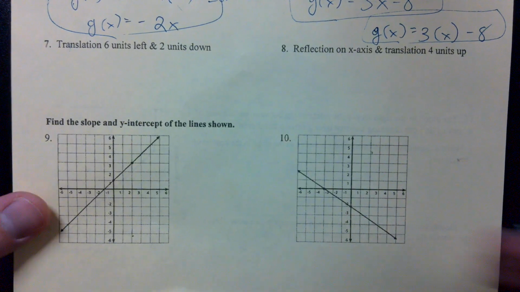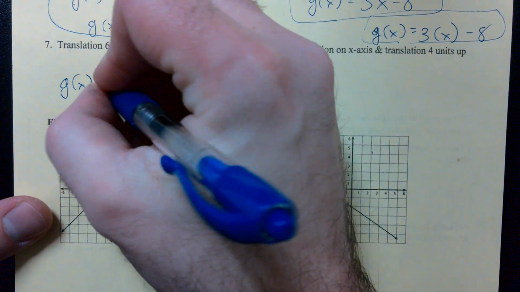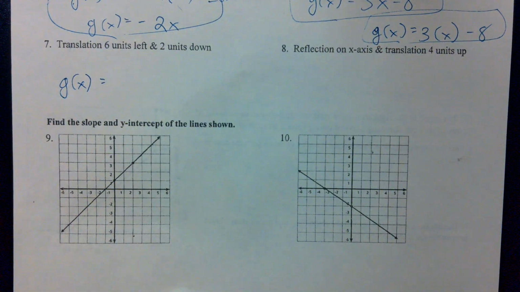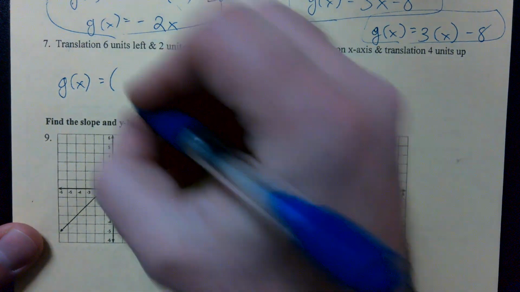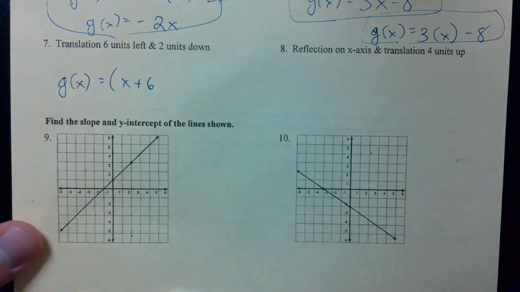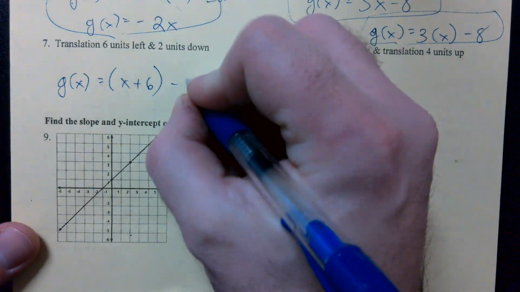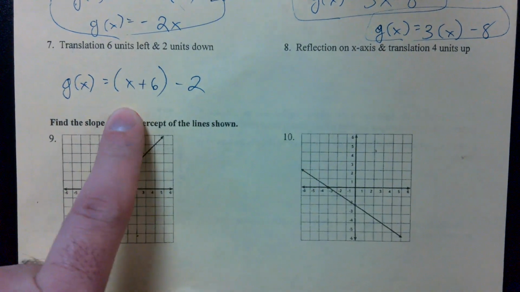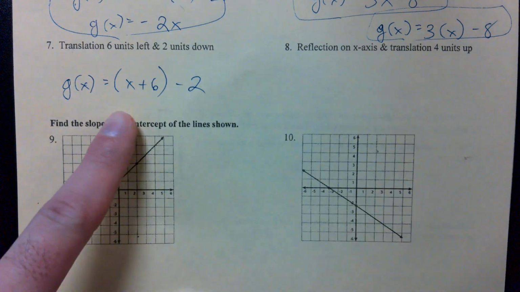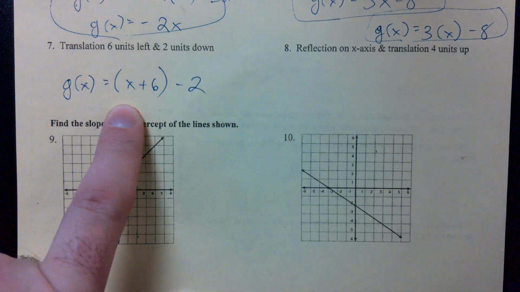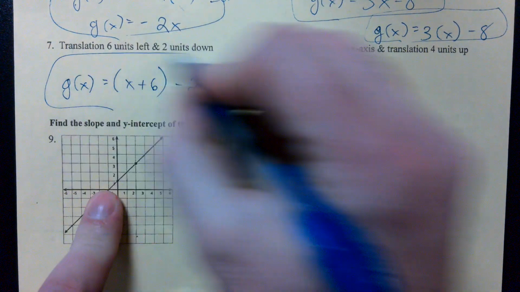How am I going to start this one? g of x, of course, equals. Yeah, Aisha, go for it. Parentheses, x plus 6, parentheses, minus 2. Give me a thumbs up if you agree with Aisha. Give me a thumbs down if you disagree with Aisha. Aisha's absolutely right. That looks great.